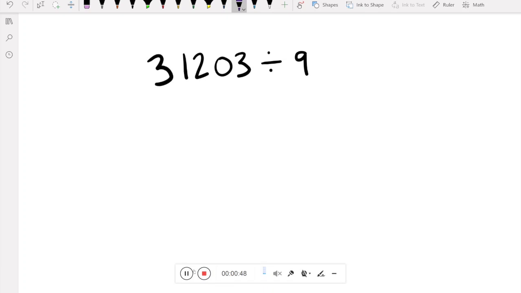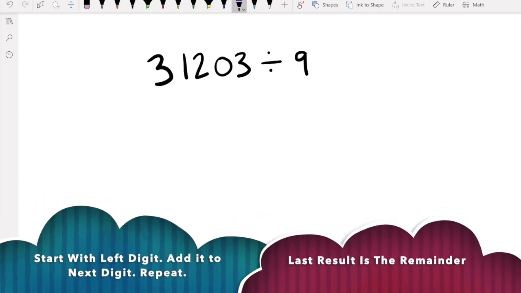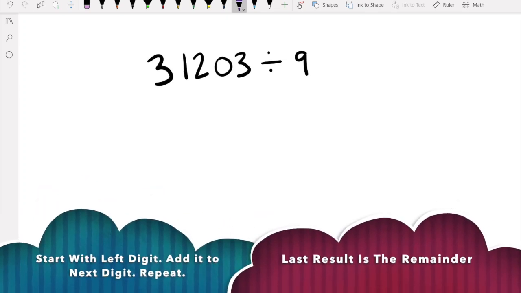Okay, let's take 31,203 divided by 9. So first, your answer is going to end in the same number that this number starts with. That happens all the time. You divide by 9. So you have 3, and then you simply add it to the next number. So 3 plus 1 is 4, 4 plus 2 is 6, 6 plus 0 is 6, and then the last number tells you the remainder.